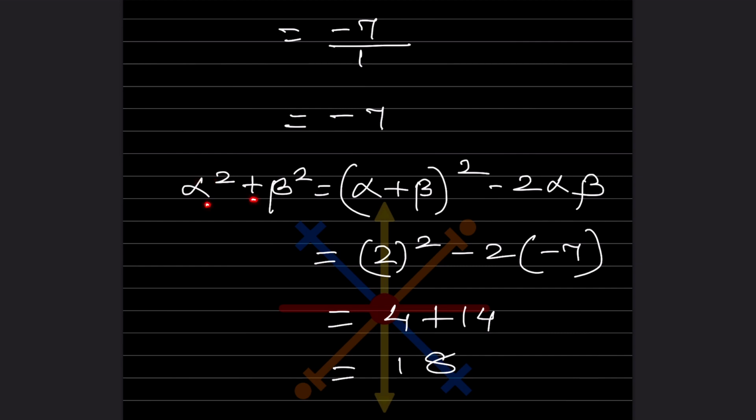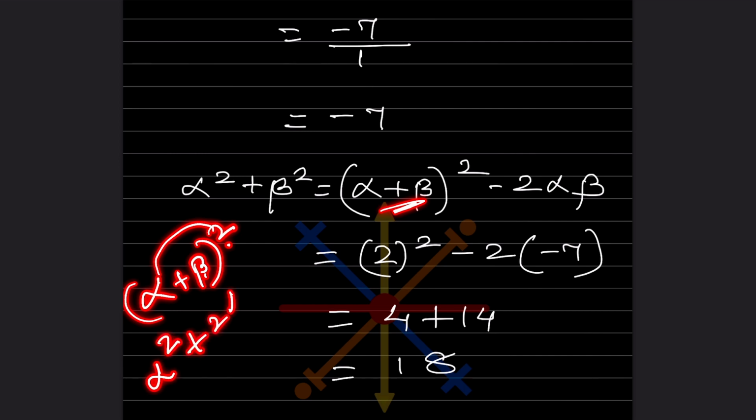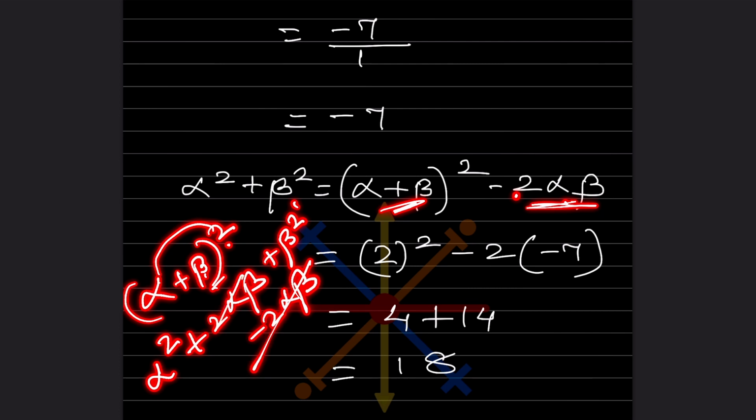Now see here, when you expand alpha plus beta whole bracket square, it is in the form of a plus b whole square, meaning alpha square plus twice alpha beta plus beta square. And here we have minus twice alpha beta. So what happens here? Plus and minus get cancelled.